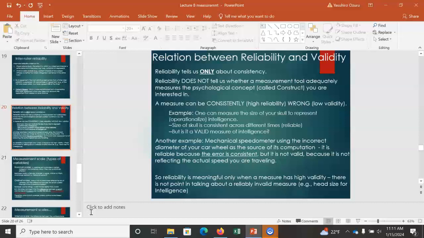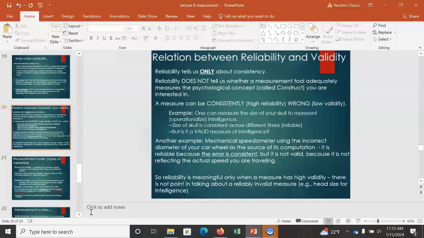So let's think about head size or shoe size. Let's say you are claiming shoe size is going to measure a person's intelligence. Shoe size doesn't change, therefore it's reliable. But it's reliably wrong as a measure of intelligence because it doesn't measure intelligence.